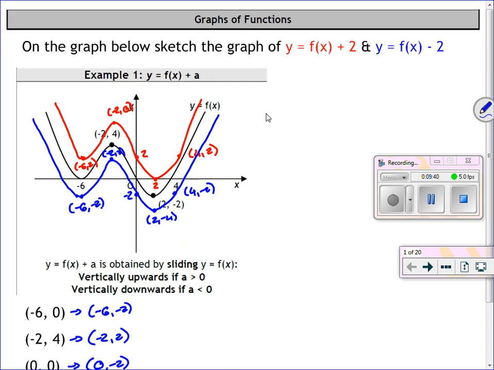So the first transformation was talking about sketching graphs of f of x plus a. We had f of x, and we used f of x plus 2 and f of x minus 2 to demonstrate what that looks like. For f of x plus 2, I've moved it up 2 places. For f of x minus 2, I've moved it down 2 places.